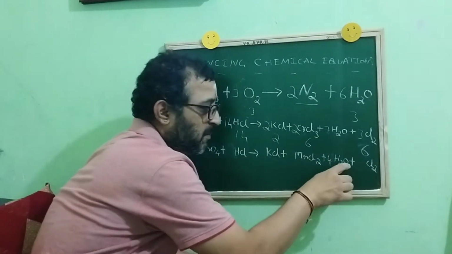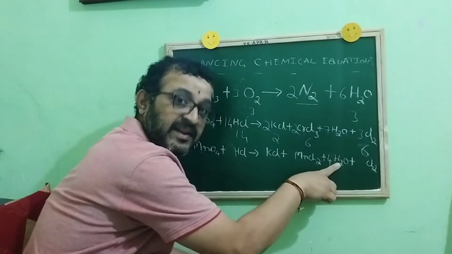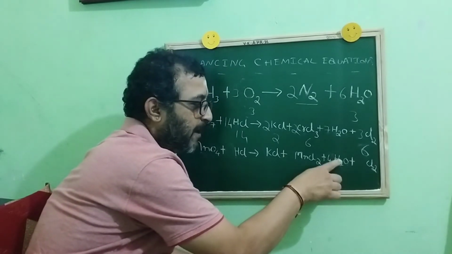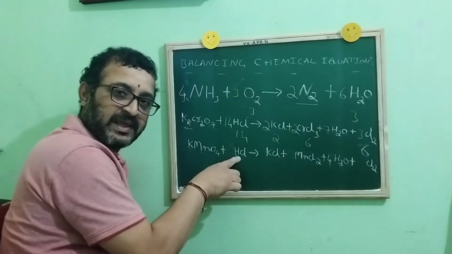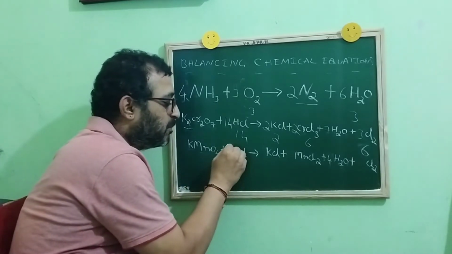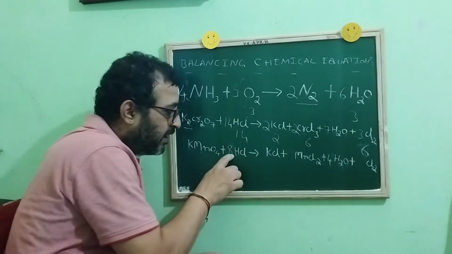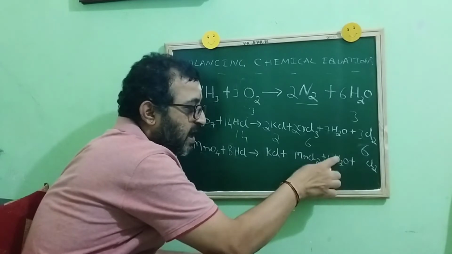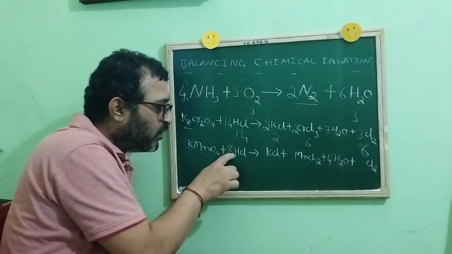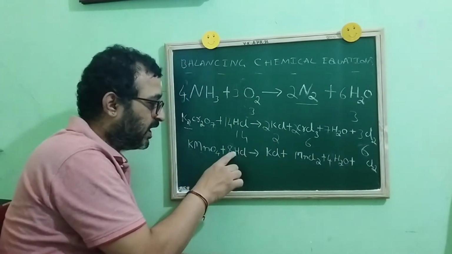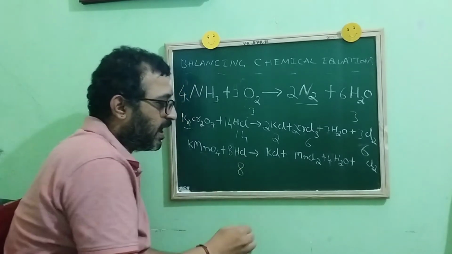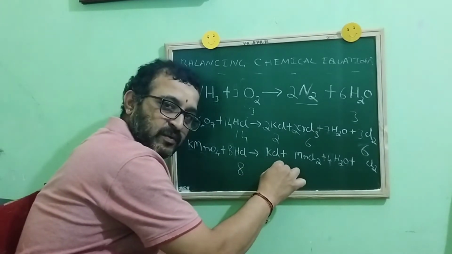Oxygen is balanced. But along with oxygen, what we have, children? Hydrogen. 4 2s are 8. Here we have how many? 1. So that's why I'll multiply this how many times? 8 times. 8 1s are 8, 4 2s are 8. But here along with hydrogen, which atom we have? Chlorine. 8 1s are 8. On the right hand side, we'll just check it out.